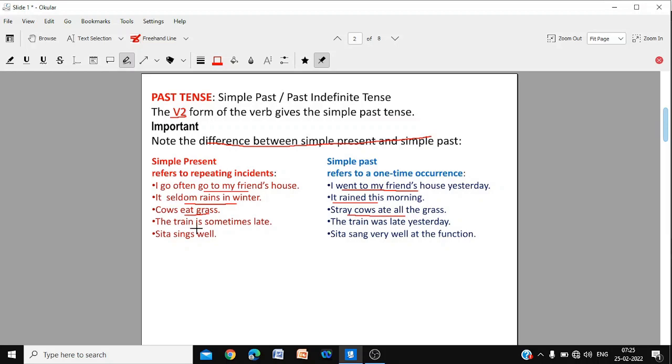The train is sometimes late. Repeating. The train was late yesterday, one-time happening. Sita sings well, a general fact, a repeating incident. Sita sang very well at the function, a one-time happening.